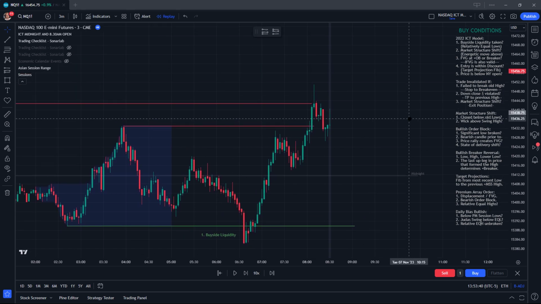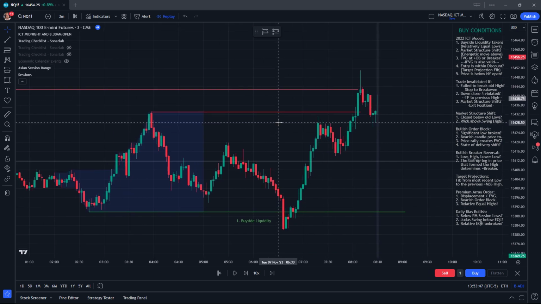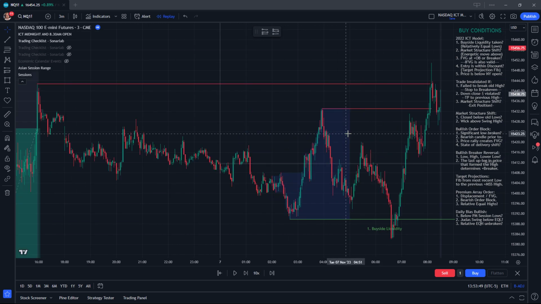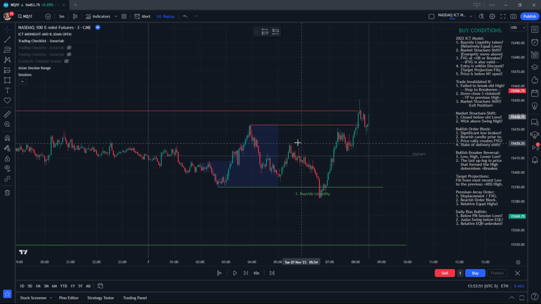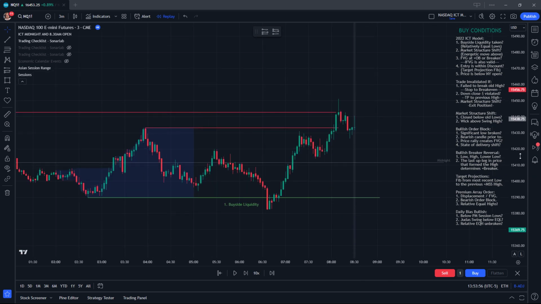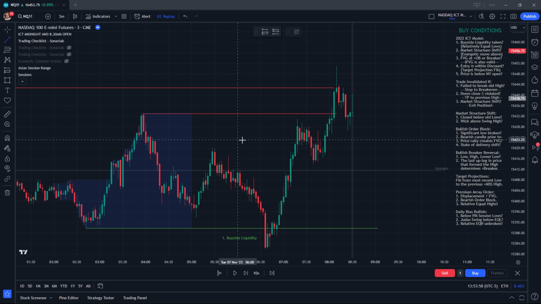Then we want a market structure shift. I've added in brackets, energetic move above a swing high. So the question would be, is this leg in price action an energetic move above a swing high? And yeah, I would say we've got a price move above a swing high here, so that's a market structure shift. It's also gone above here as well, so we had our market structure shift here.